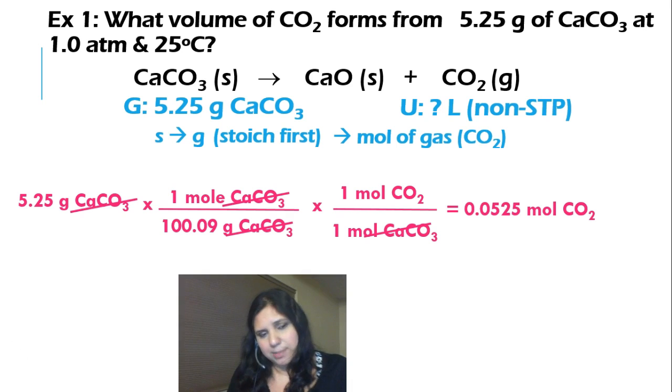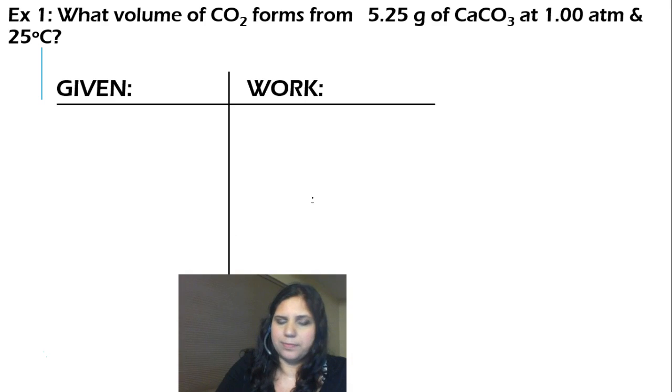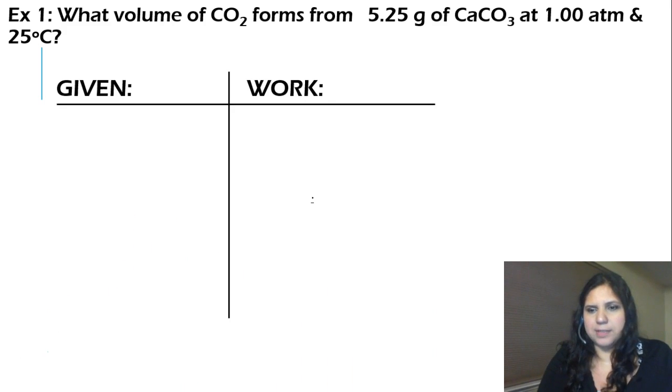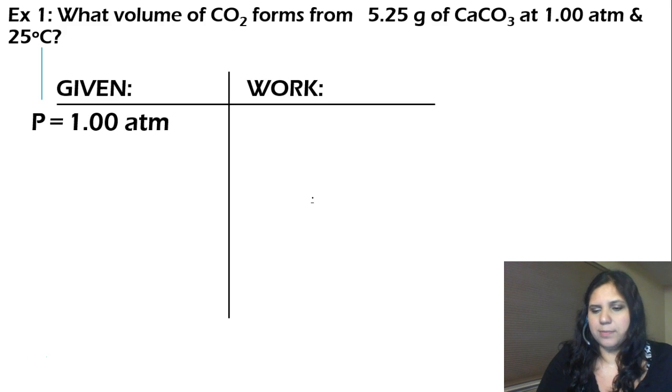I stop here at moles. I don't go to grams. I can't go to liters because it's not at STP. So I'm going to take these 0.0525 moles, and I'm going to plug it into PV=nRT. We're going to separate this out into the given and the work. So this is the same problem, just the second part of it.